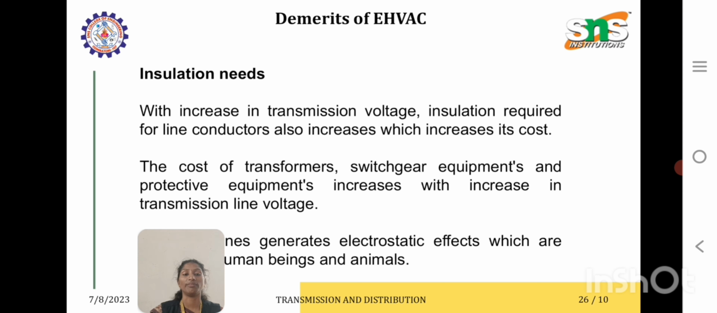In this video, we have had a short recap where I discussed concentrated and distributed loads, voltage tolerance, interconnectors, and extra high voltage AC transmission lines and high voltage AC transmission lines in India. Thank you.